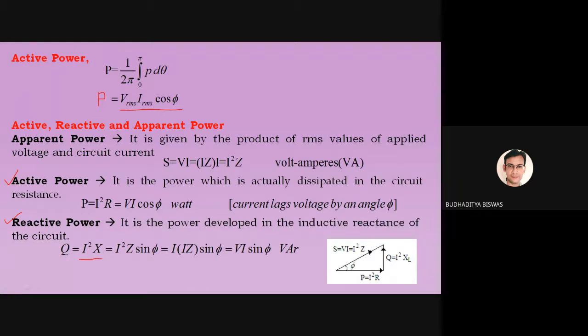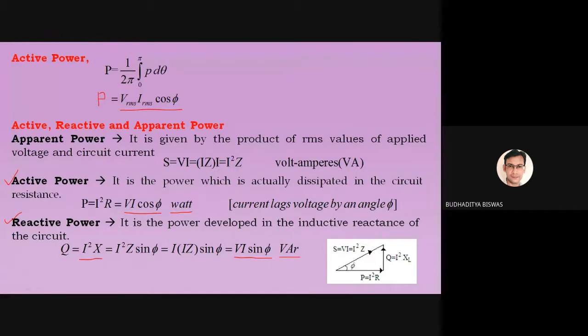So the reactive power is I square into X, or from this particular diagram, I square Z sin phi, where I into Z is V. This I square Z sin phi can be broken like this: I into IZ sin phi, or you can say VI sin phi. So in case of active power, the formula is VI cos phi, unit is watt. In case of reactive power, the formula is VI sin phi, unit is VAR, volt ampere reactive. These V and I are the RMS values of the voltage and current.